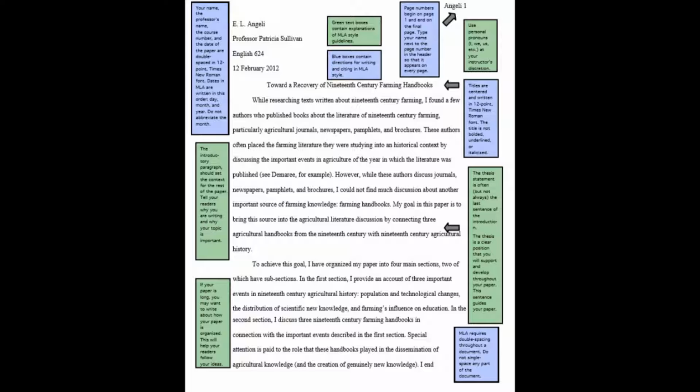The basic format for MLA format style papers is Times New Roman 12-point font with 1-inch margins and double spaced. Your name, the professor, the class, and the date are left aligned. The title is centered, and the rest of the paragraphs usually have an indent in front of them. Let's take a look at this first paragraph together.